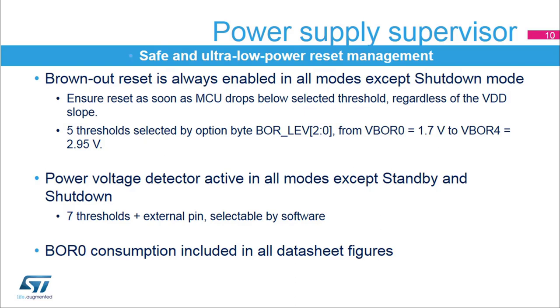A power voltage detector can generate an interrupt when VDD crosses the selected threshold. The PVD can be enabled in all modes except standby and shutdown modes. Seven thresholds can be selected by software. In addition, comparisons can be done with an external pin. The BOR consumption with the 1.7 volt threshold is included in the datasheet.